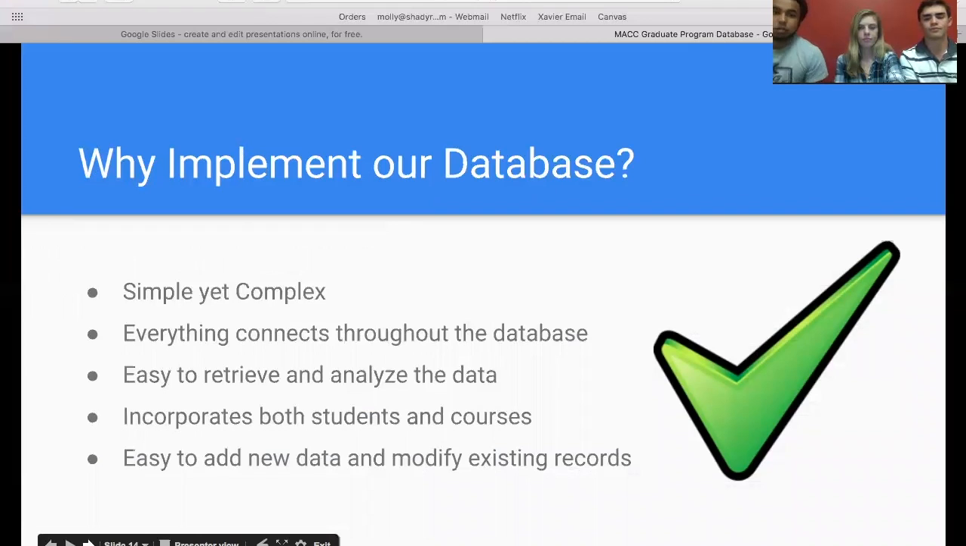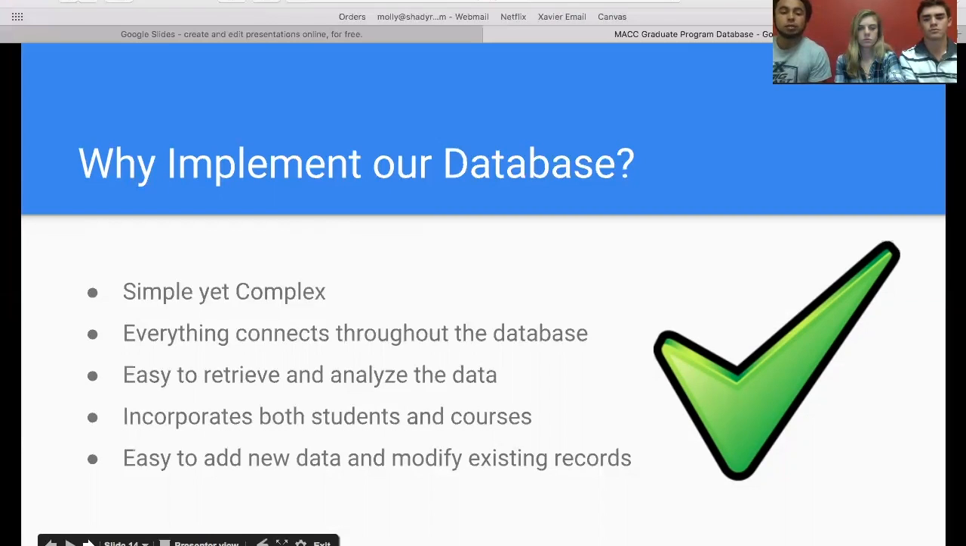So this brings us to the question, why implement our database? So first, it's simple yet complex. It's easy to find and organize data, yet you can use complex queries like we have used to find data for students and for their semesters. Everything connects throughout the database. It's easy to retrieve and analyze the data.